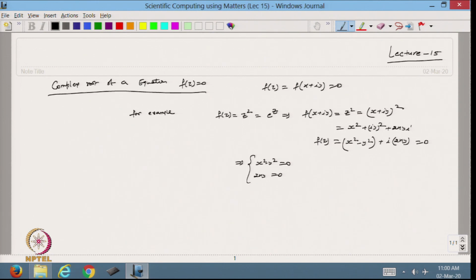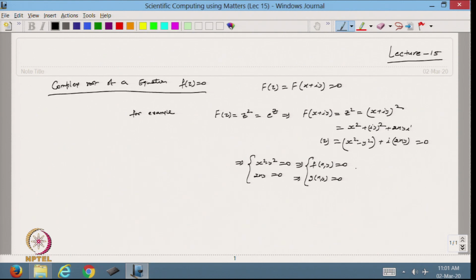So based on this, I can write this equation as a new function. Maybe I can write this as a capital F, and this as a small f. So I get the equation f(x,y) equal to 0, and from here I can write g(x,y) equal to 0.